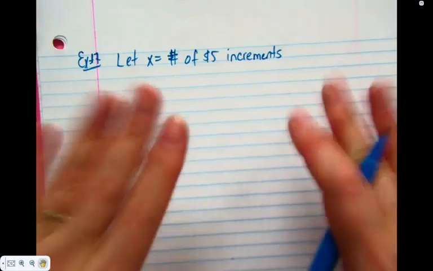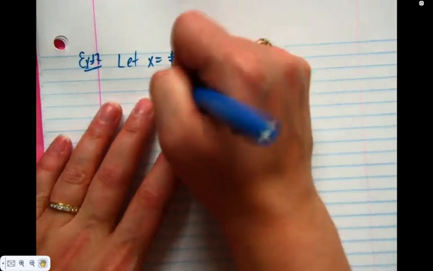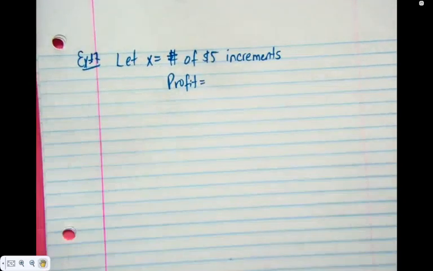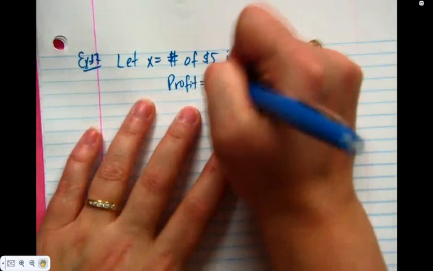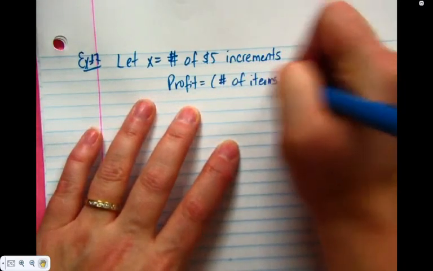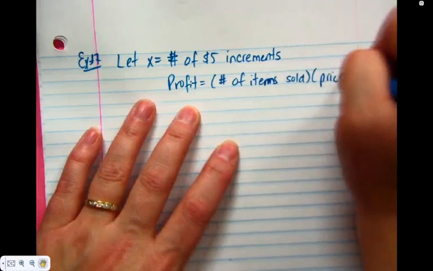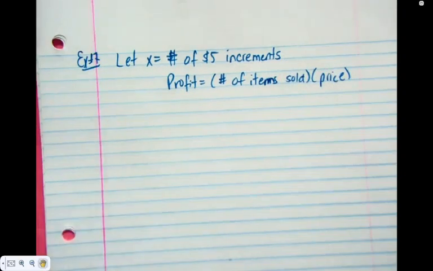We don't do left and right this time. That's dimension and that's number. I'm going to jump straight in and talk about profit. In general, how is profit made? Well, when we don't look at tax and all the other things, in general, we calculate profit by the number of items sold times the price.